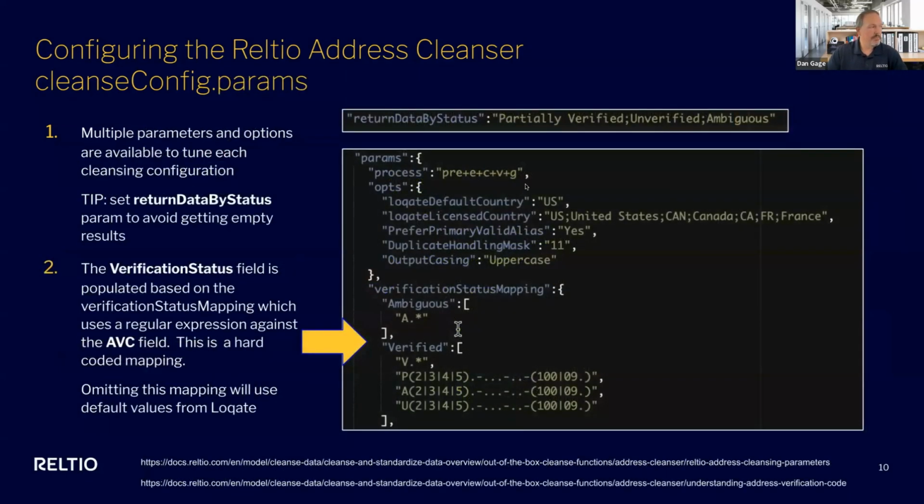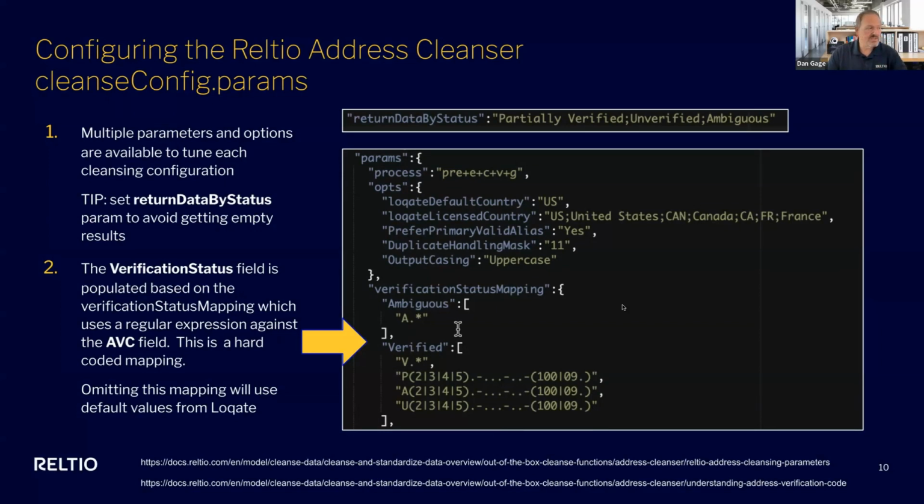So when you look at the parameters that allow you to optimize how that data is going to be accessed, the first one that I want to focus on is return data by status. So if you're going in and you're tuning your address cleansing, by default, it's only going to enrich the record with additional data if the verification status is returned as verified. And for testing purposes, there may be additional reasons why you may want to enrich partially verified, unverified, or ambiguous addresses to make sure that the verification status is being brought back.